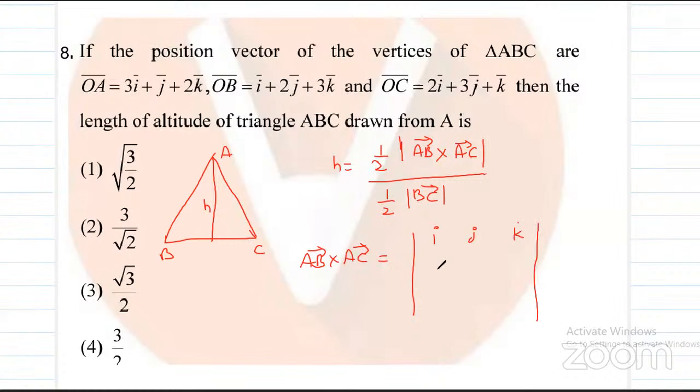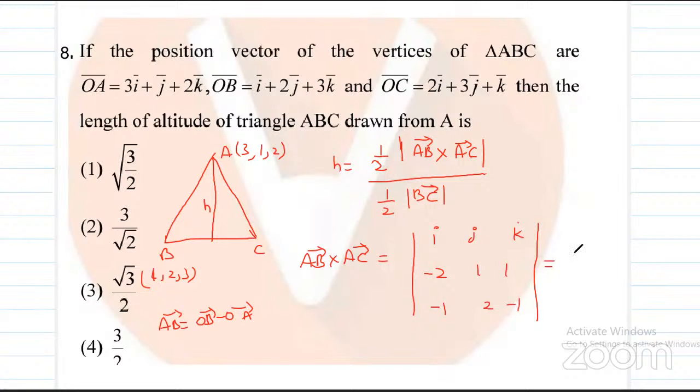IJK you can write. And here, the vertices: A is 3, 1, 2. And B is 1, 2, 3. Right. So what is AB, from A to B? AB vector is given by OB vector minus OA vector. So 1 minus 3 gives minus 2. And 2 minus 1 gets 1. And this is 1. Similarly AC you can find as minus 1, 2, minus 1. So this has to be found first.